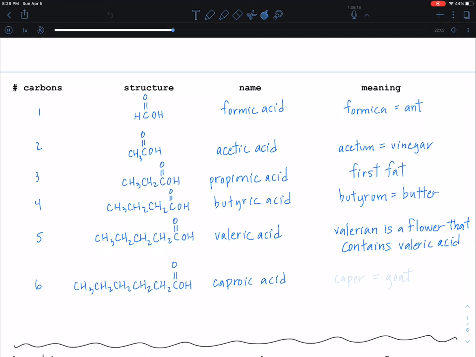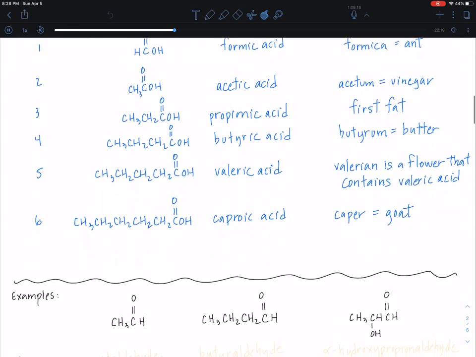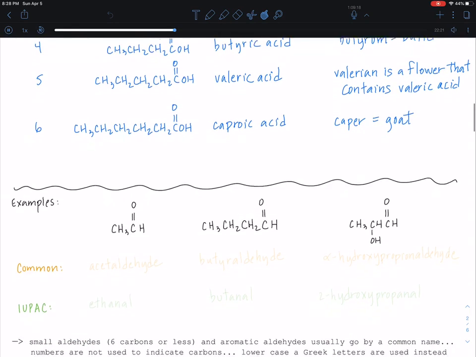Any of you work on a farm with goats? The smell of a goat, that's caproic acid. Caper means goat. So that's where it gets that name. Okay, so those are the common names for the carboxylic acids.